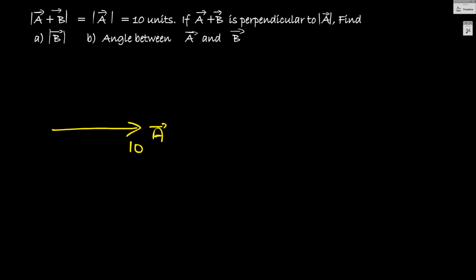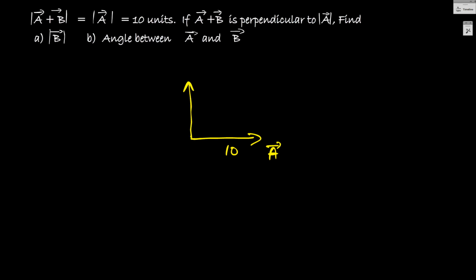Then A plus B, okay, I figured it out. So I'll draw it here. Okay, let me draw it a little smaller. This guy is 10, this guy is A. Then A plus B is going to be this way. This is A plus B. Alright, you get that? Okay.